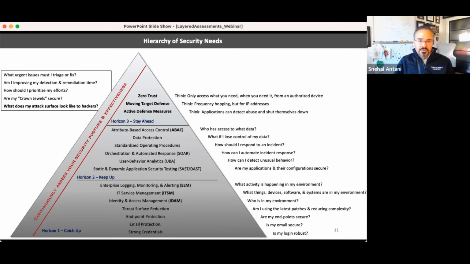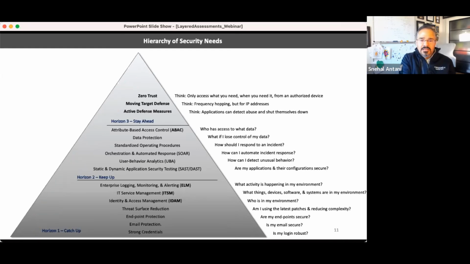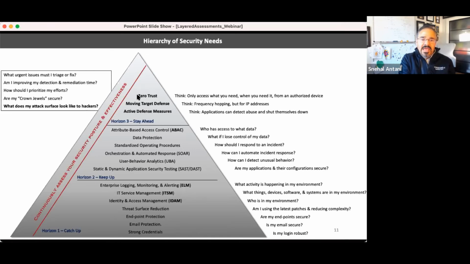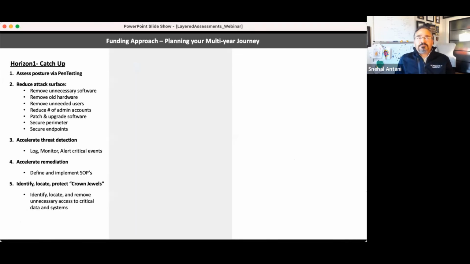So what issues must you focus on triaging and fixing? How are you accelerating and improving your detection and remediation time? How do you decide what not to fix? Are your crown jewels actually secure or not? And what do I look like through the eyes of the attacker? And so layered defense and defense in depth is really all of these categories. And then layered assessments, which we talked about, is really the process of assessing your security posture continuously to answer those questions. And what I'll leave you with is the funding approach to this from my experience.